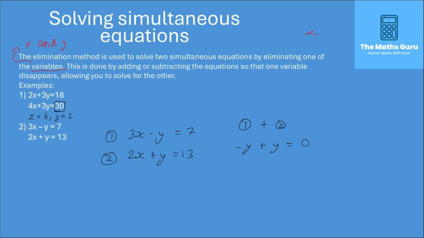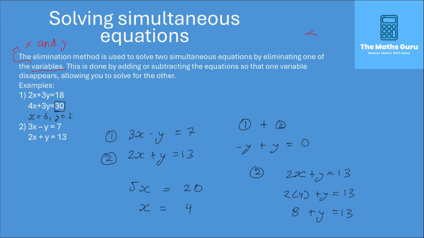So doing this, we get 3x plus 2x equals 5x. Our y's cancel out, and we get 20. Then, dividing through by 5, we get x equals 4. Now, taking equation 2, 2x plus y equals 13, we plug in our known value for x and get 2 times 4 plus y equals 13, which is 8 plus y is equal to 13.